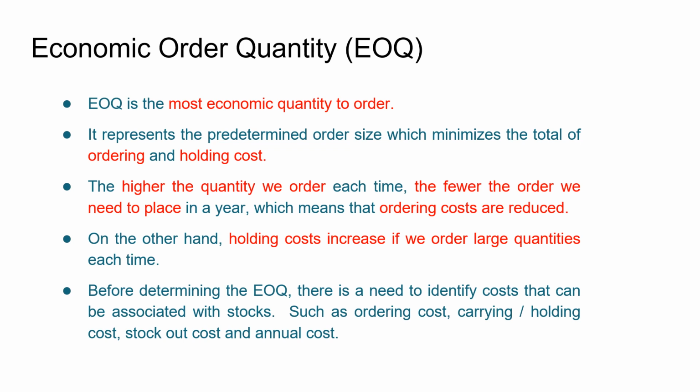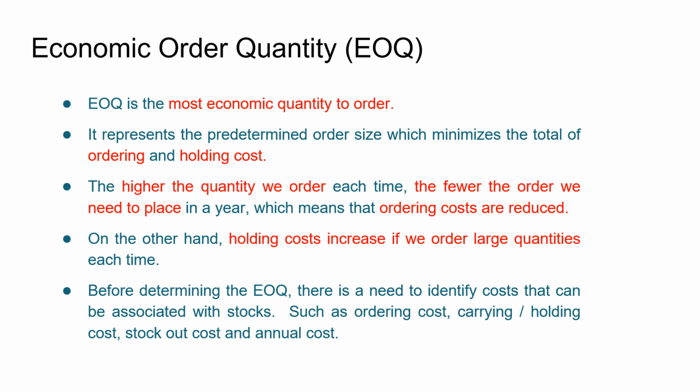However, when we order a large quantity, we will incur a higher holding cost, because we need to store the large quantities of the order. Therefore, how to balance between these two? We want to reduce the number of orders, but at the same time, we want to reduce the holding cost, right? So what we need to do is to have the EOQ.